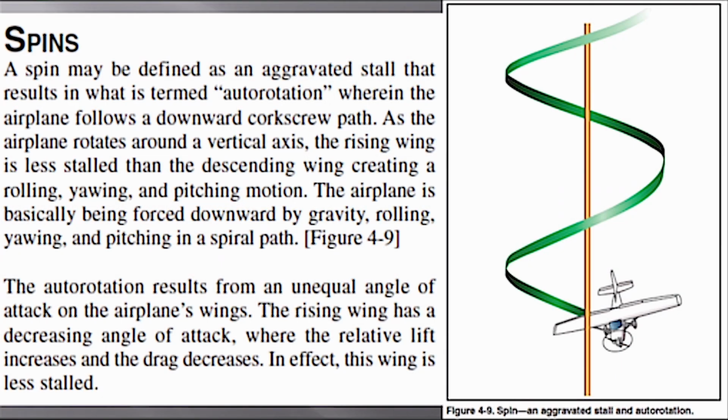All right, this one was the exact same thing, autorotation and so forth. Aggravated stall results in what's termed autorotation. The airplane follows a downward corkscrew path. The airplane rotates around a vertical axis, rising wing less stalled than a descending wing. Both wings are stalled, creating a rolling, yawing, and pitching motion. The airplane is basically being forced downward by gravity. All right? Rolling, yawing, and pitching in a spiral path.